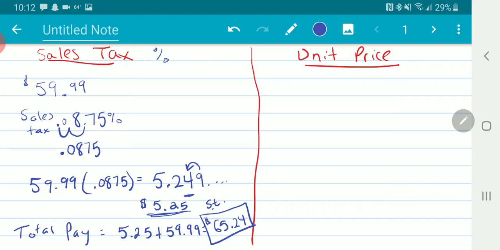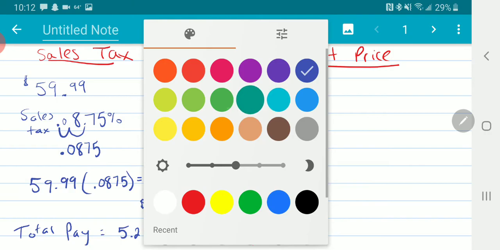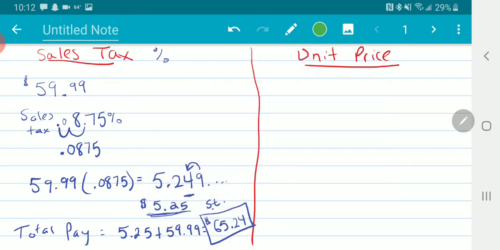My other main topic that I wanted to cover was unit price. So for unit price, you want to know how much of one item would cost. So sometimes they might give you, let's say I can get a 12-pack of Pepsi. 12 cans of Pepsi is going to cost me $6.99. That's my cost. And I'm getting 12 cans of Pepsi.